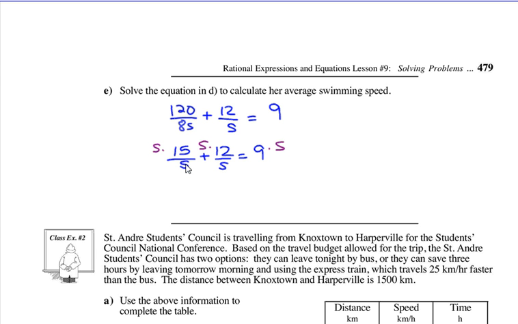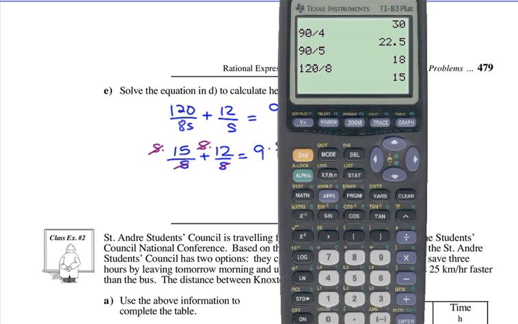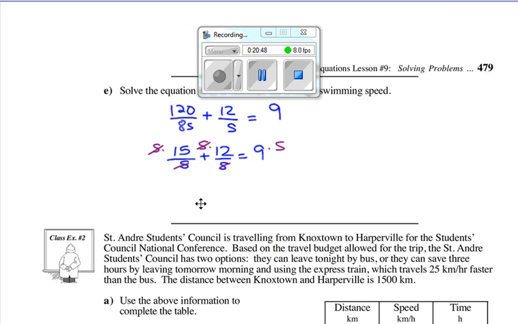Okay, what cancels here? S. What cancels here? S. We're just going to pause this. So we multiplied everybody by s. So what are we left with on this side?